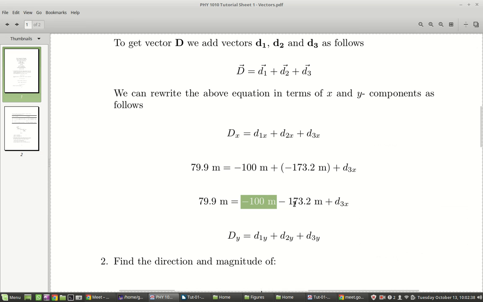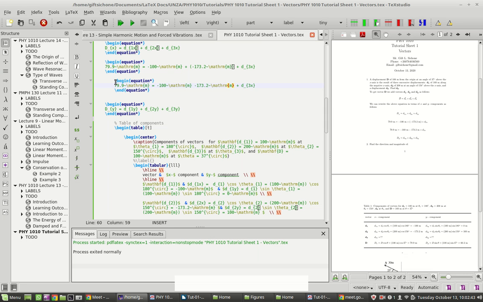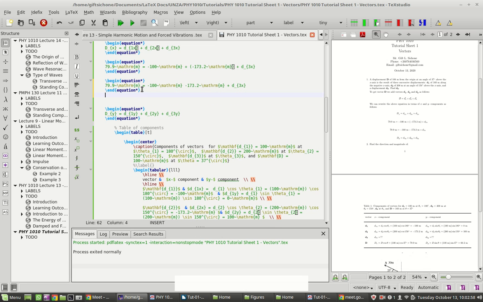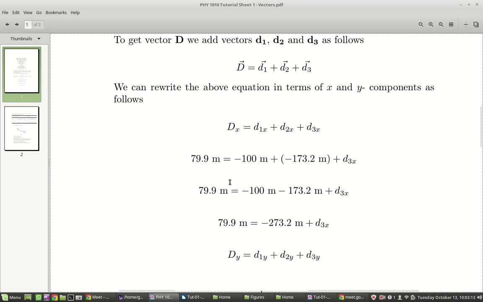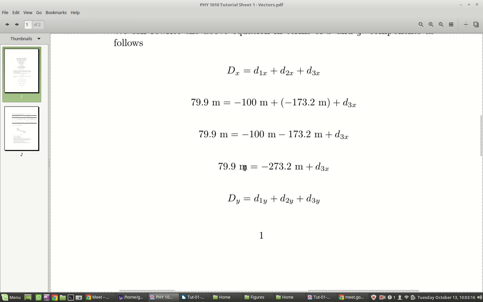So minus 100 minus 173.2. How much is that? That gives you negative 273.2. So you've got 79.9 on this side equals minus 273.2 meters plus d3x.